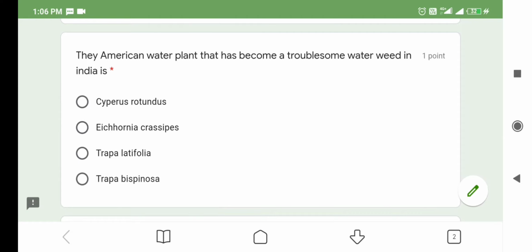Actually, Eichhornia crassipes is the botanical name of water hyacinth. We all know pretty well that it has become a troublesome water weed in India, especially in West Bengal. So, it is also called the terror of Bengal. So, option number 2, Eichhornia crassipes, is the correct answer.